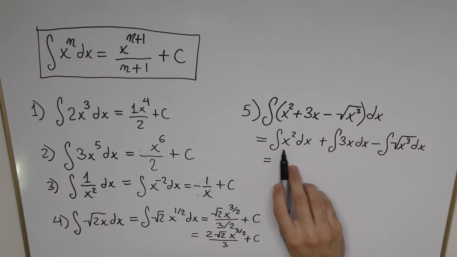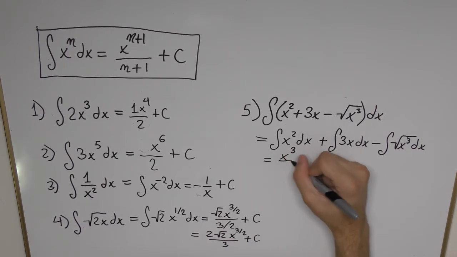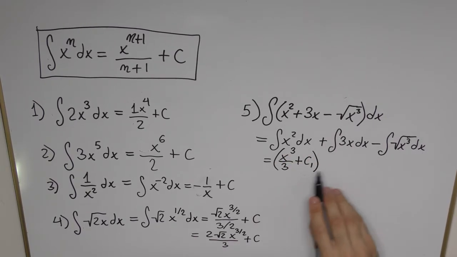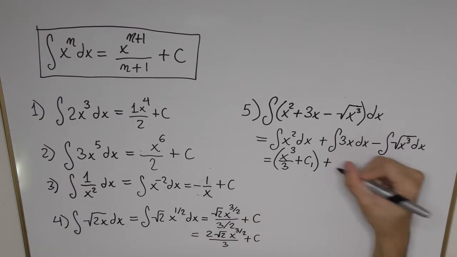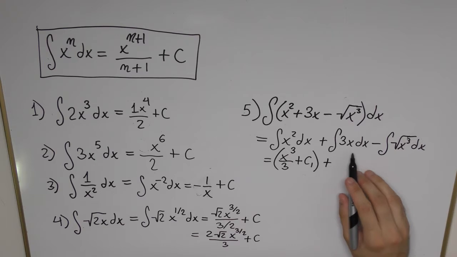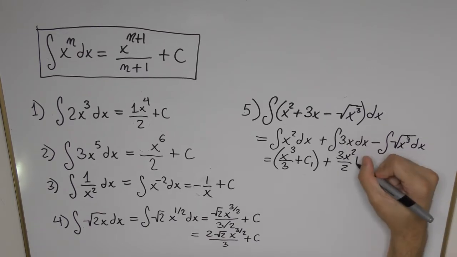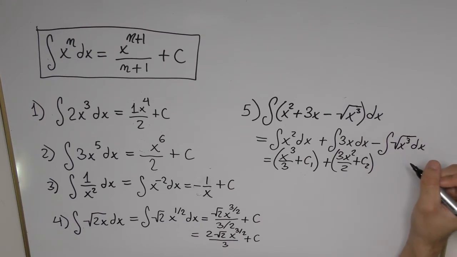Okay, so now we're just going to evaluate each of those integrals individually. Now the first one, we already know what's going to be. We just add 1 to the power, that's x cubed over 3. And that's going to be plus some constant. Let's call it c1, since we anticipate we're going to have constants coming from each of those integrals. For the next integral, we're going to take x to the power of 1, which is going to become x squared divided by 2. And that's going to have its own integration constant, which we're going to call c2.